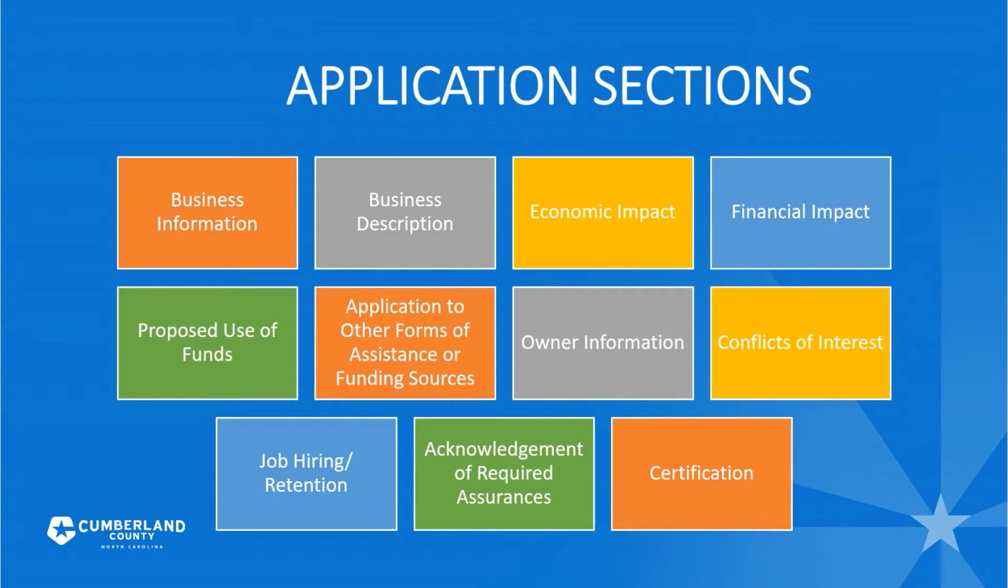The small business application is comprised of 11 sections: business information, business description, economic impact, financial impact, proposed use of funds, application to other forms of assistance or funding sources, owner information, conflicts of interest, job hiring/retention, acknowledgement of required assurances, and certification.